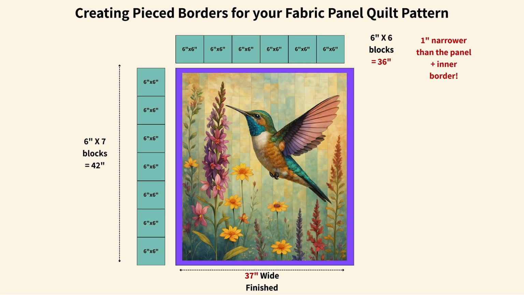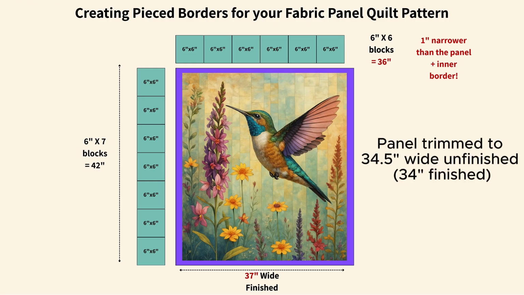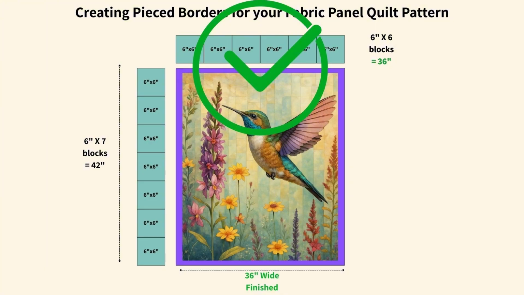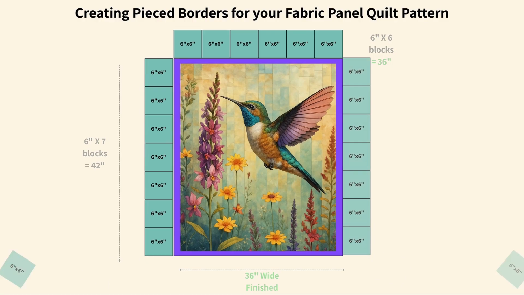Again, either from one side or a 1/2 inch from each side if you want the artwork centered. Now the panel plus inner border width becomes 37 minus 1, which is 36 inches wide finished. Now we have a perfect match. 6 blocks times 6 inches is 36 inches.